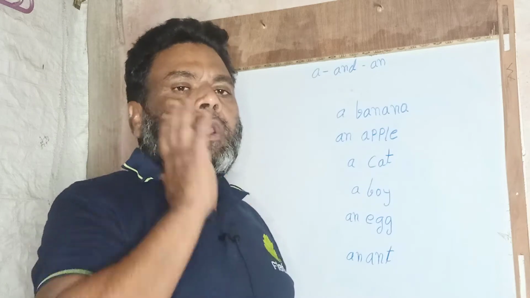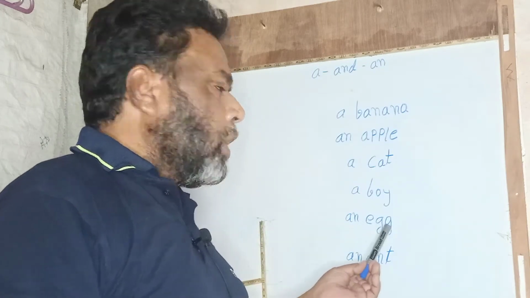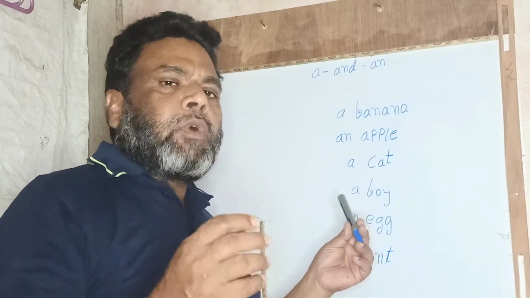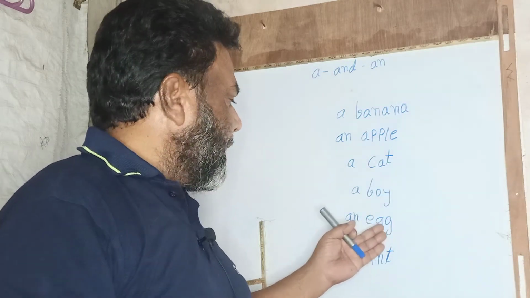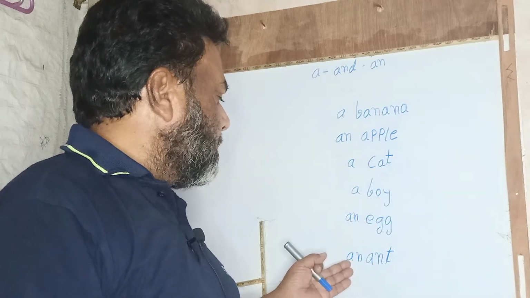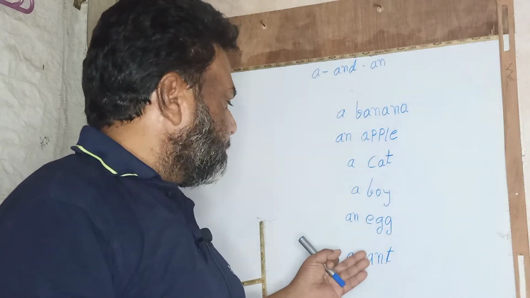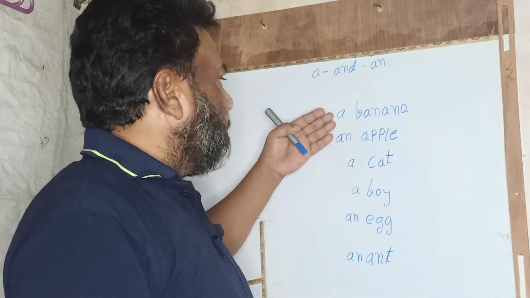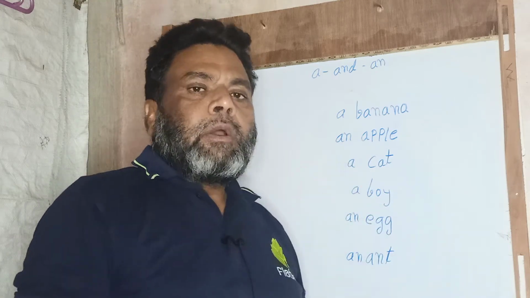Listen carefully. When we use an in front of a noun, we speak it like one word. An egg, an egg. And the last one, an ant, an ant. Okay, this is the use of a and an. Okay, move on to the next part.